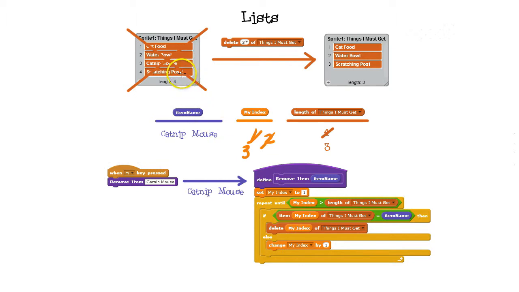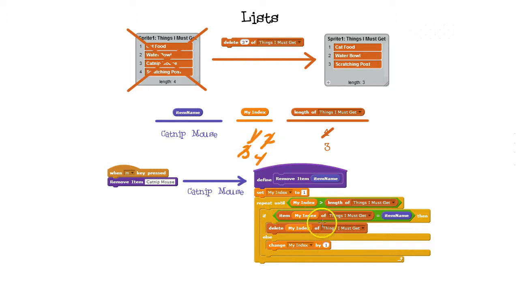My index is 3, so catnip mouse is deleted. Scratching post moves up into the position, and the length of the list is now 3. My index is not increased. The loop checks again, is 3 greater than the length? No, it's not. So it checks, is item 3 equal to catnip mouse? Item 3 is scratching post. Scratching post is not equal to catnip mouse. So my index is increased by 1.